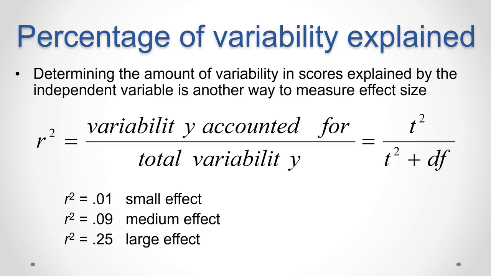Percentage of variability explained is equal to r squared, which is equal to explained variance divided by the total variance, which is equal to the t-statistic squared divided by the t-statistic squared plus degrees of freedom. The interpretation for r squared is as follows. R squared equal to 0.01 is a small effect. R squared equal to 0.09 is a medium effect, and r squared equal to 0.25 is a large effect.